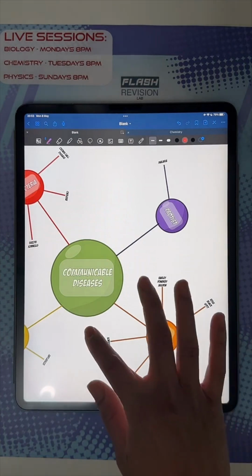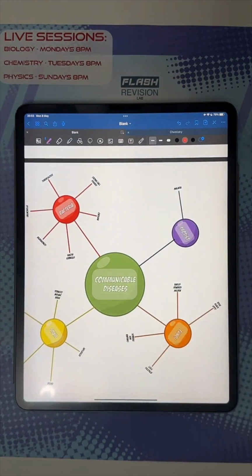So exam board, the questions that I've got today are mainly AQA questions. So when it comes to the questions about specific diseases, they're only going to be relevant to AQA people. But the other questions, like fighting diseases, those types of questions won't just be for AQA people, they'll be relevant to everyone.